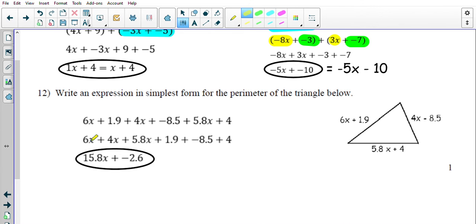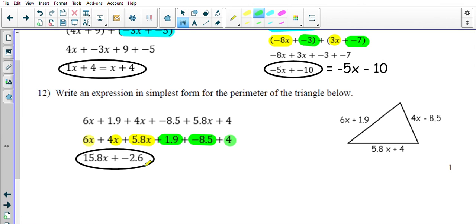So 6x, 4x, and 5.8x, and my constants side by side, 1.9, negative 8.5, and 4. So definitely want to use your calculators just to double check your math here. But 6 plus 4 plus 5.8 gets you 15.8. 1.9 plus negative 8.5 plus 4 gets you negative 2.6. Like number 11 above, you might see the solution written as 15.8x minus 2.6, and that's okay too.